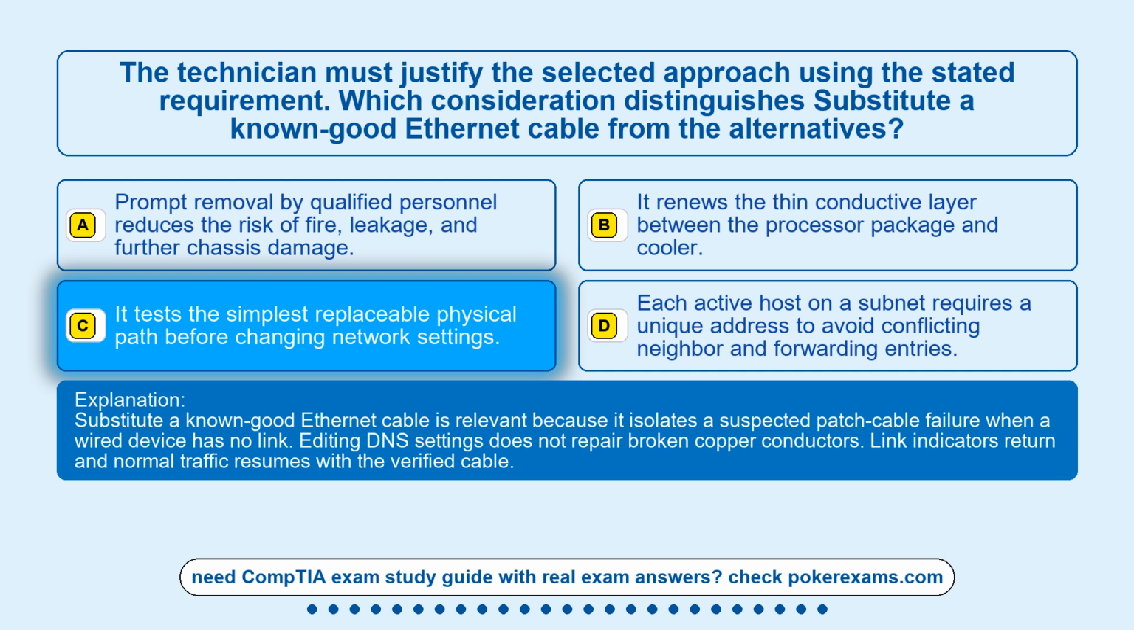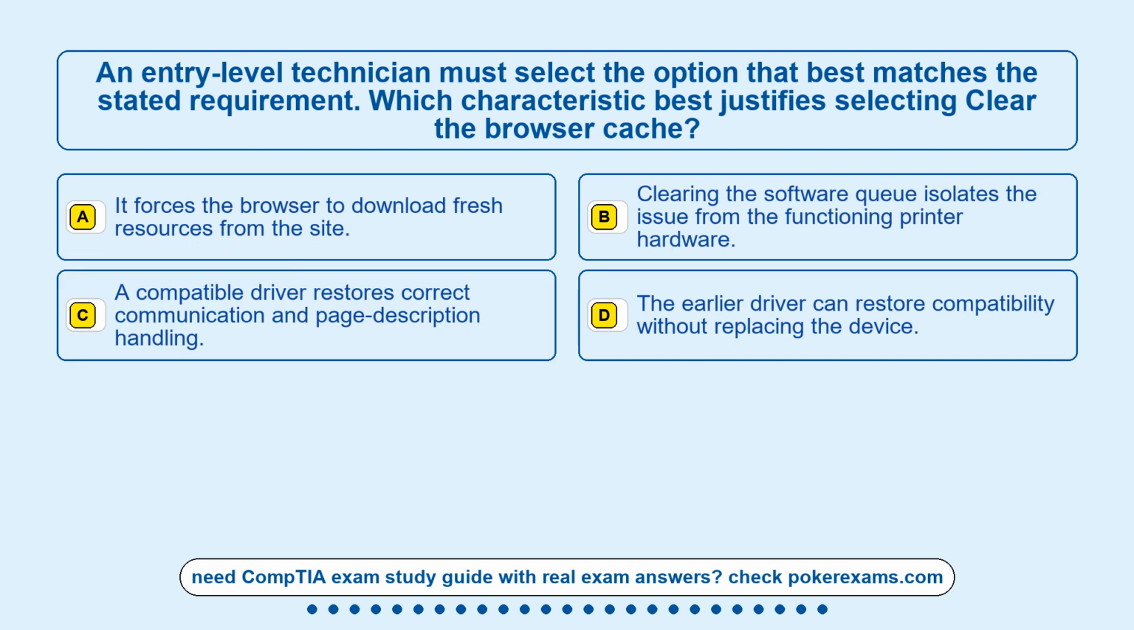Link indicators return and normal traffic resumes with the verified cable. Question 20. An entry-level technician must select the option that best matches the stated requirement. Which characteristic best justifies selecting clear the browser cache?